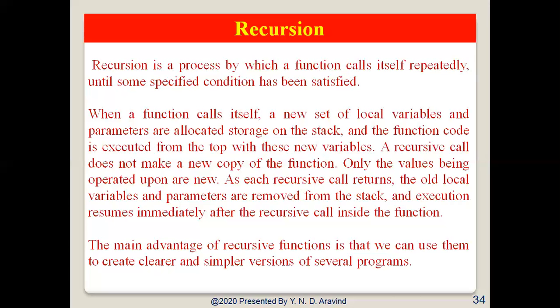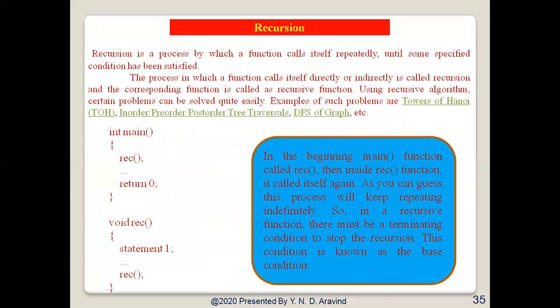The main advantage of recursive functions is that we can use them to create clear and simpler versions of several programs. A recursive function is a function that calls itself directly or indirectly, or a function is said to be recursive if the function being defined refers to itself. Every recursive function must satisfy the following two criteria: one is the basic criteria and the other is the recursive step. What do we mean by basic criteria?